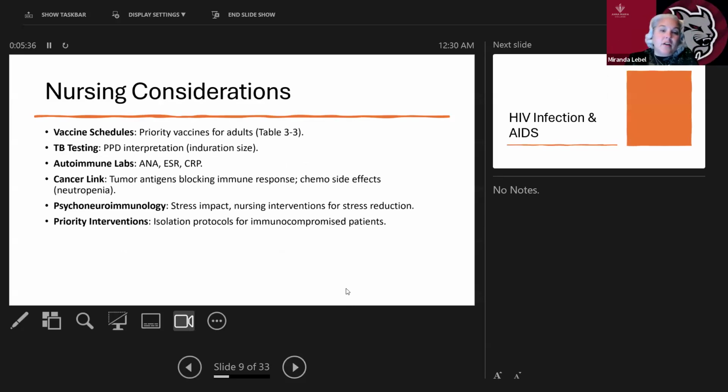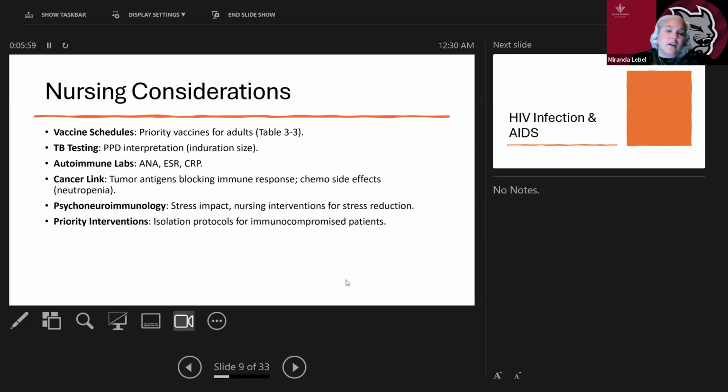Nursing considerations for immune issues. Again, that vaccine schedule. There's a table in your book, 3-3 in this chapter, so know what that is. TB testing, so we can do a PPD interpretation. Those immune labs are ANA, sed rate, and CRP.